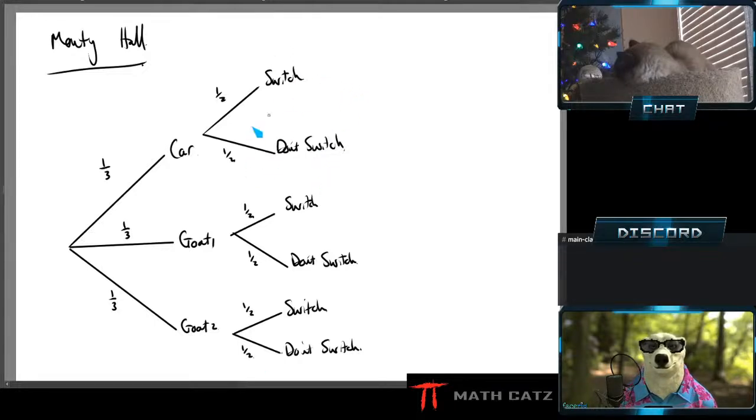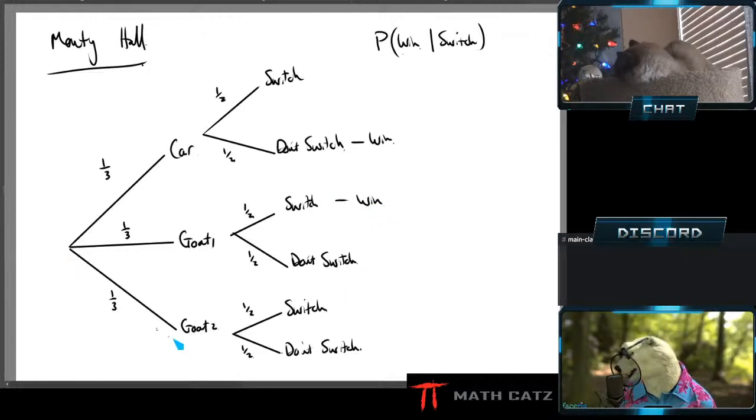Now, what's the probability I'm looking for here? The probability I'm looking for is, given I switch, what is the probability that I win the car? So if I selected the car, switching is going to be a loss. If I've selected the goat, switching is going to be my win. And if I selected goat number two, switching is going to be winning again.